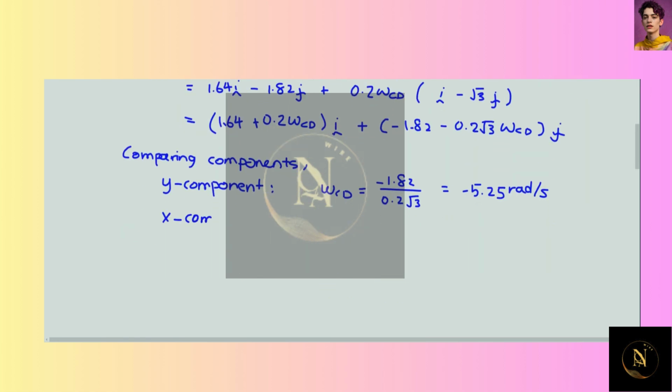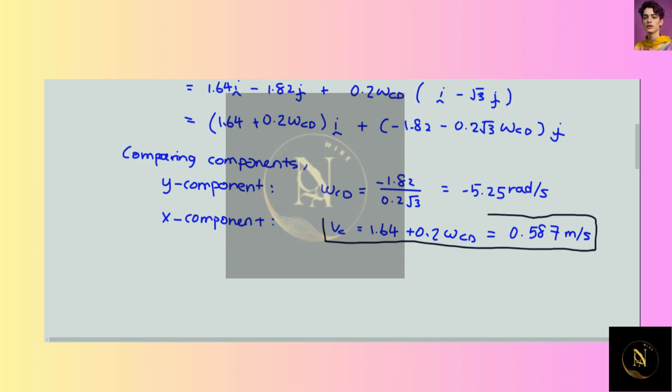Then we can find our VC. By looking at the x component, VC would be 1.64 plus 0.2 omega CD, and substituting omega CD from the previous result, you get VC to be 0.587 meters per second. So this is the answer for VC. And that's all for this question.